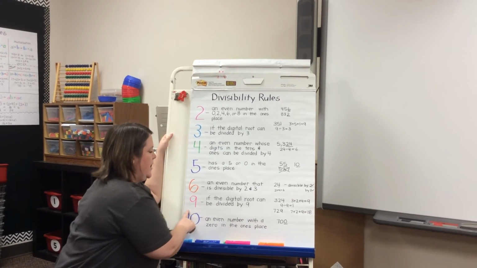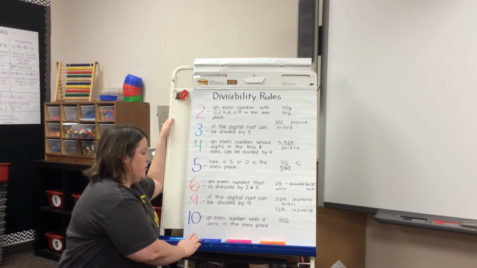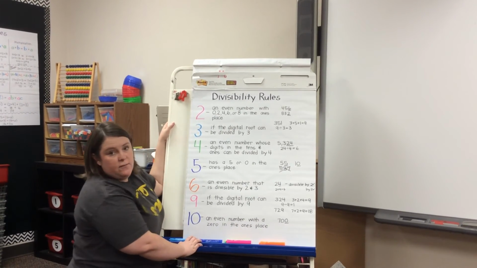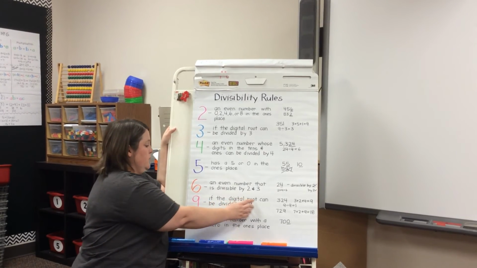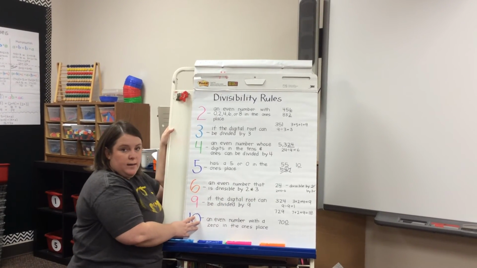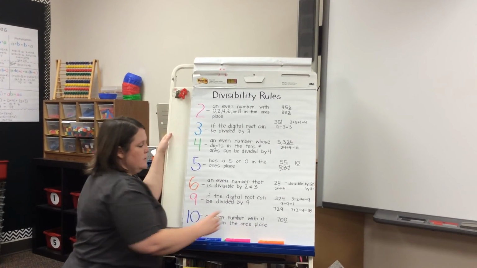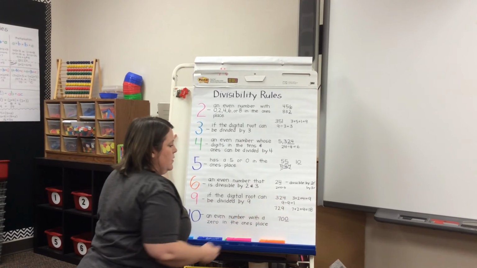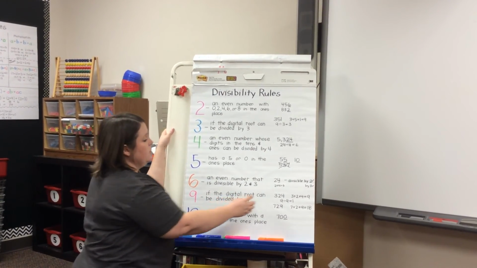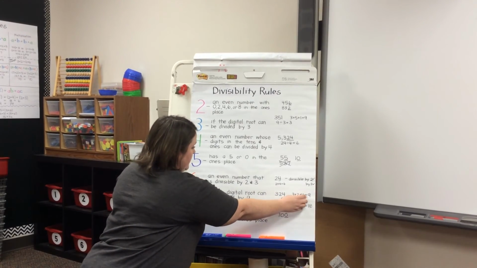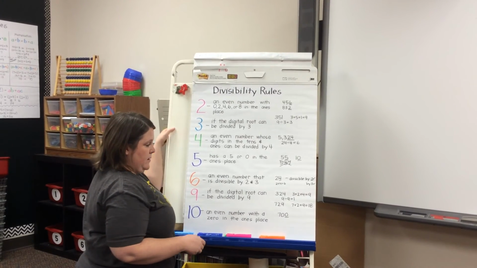Then we have the number 9. 9 is related to the divisibility rule of 3, because 3 is a factor of 9. So the rules are very similar. If the digital root can be divided by 9, it is divisible by 9. Let's look at some examples here. 324. Some students might assume because it's even, it's not divisible by 9. But if we look at the digital root and add the digits together, we get 9. 9 can be divided by 9, so it's divisible by 9.